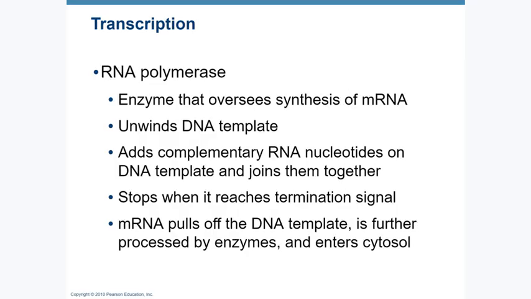RNA polymerase is an enzyme that oversees the synthesis of mRNA, just like DNA polymerase. It unwinds that DNA template strand, adds complementary RNA nucleotides to the DNA template, and joins them together. It stops when it reaches a termination signal, and that is just a signal that tells the RNA polymerase that this is the end and we need to move on. mRNA then pulls off the DNA template strand and is further processed by enzymes before it enters the cytosol, or the cytoplasm.